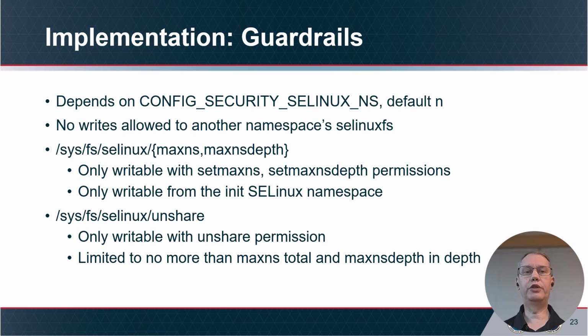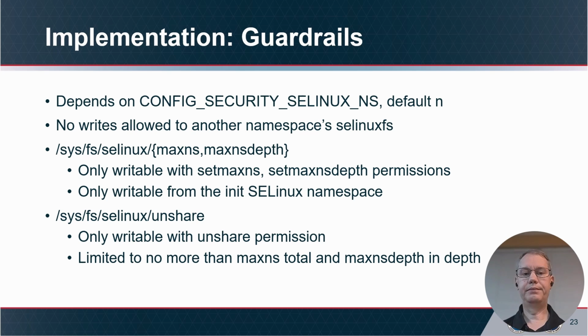A number of guardrails were included in the implementation to protect against misuse of the SELinux namespace functionality. First, the namespace functionality is not exposed to user space unless a new kernel configuration option, which defaults to no, is enabled. Second, a process can only write to its own namespace's SELinux FS instance. So even if it somehow obtained access to the SELinux FS associated with a different namespace, it would be unable to load a policy or change the enforcing mode of that other namespace, no matter what its permissions might be.